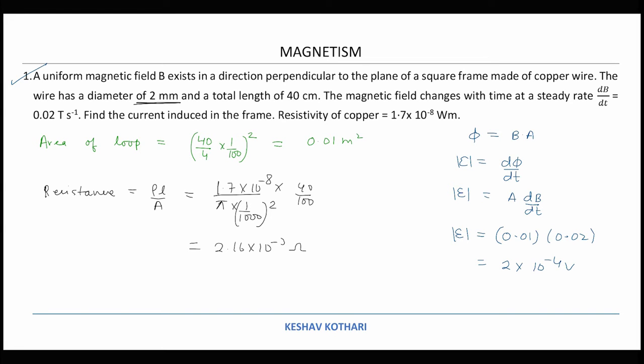Hence the value of current induced in the circuit can be written as I is equal to 2 into 10 to the power minus 4 upon R, that is 2.16 into 10 to the power minus 3. So the value is equivalent to 9.3 into 10 to the power minus 2 ampere. So this is the answer to our first problem. Let us move to the next problem.